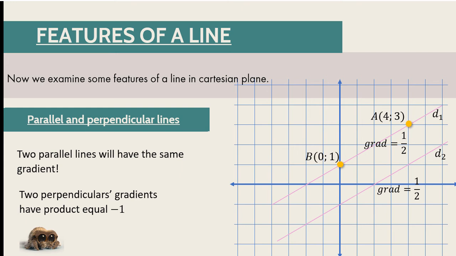Can you find any value that when multiplied by 1 over 2, it will give the product -1? Yeah, that's right. It is -2 over 1. So we have the D2 which has the gradient -2 over 1, and it is perpendicular to the given D1. Can you see the idea now?